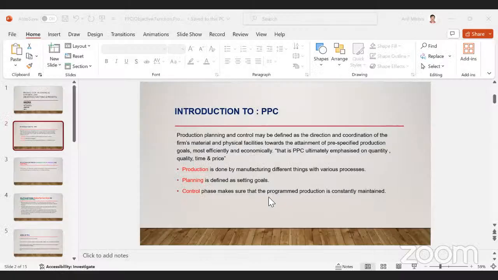Okay, so I start with, I have to share my slide. Just a minute. Slide share. Share the screen. Share it. I think it is visible.